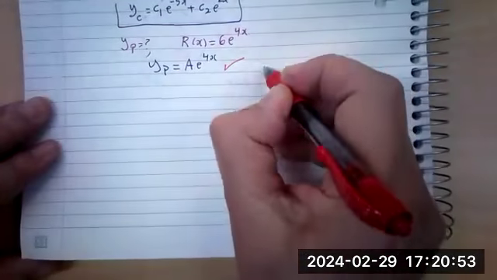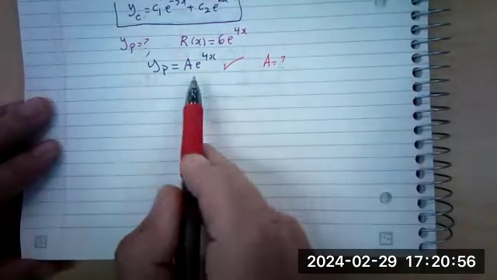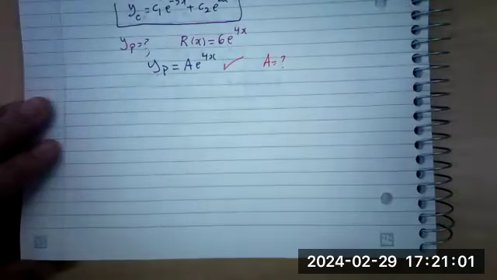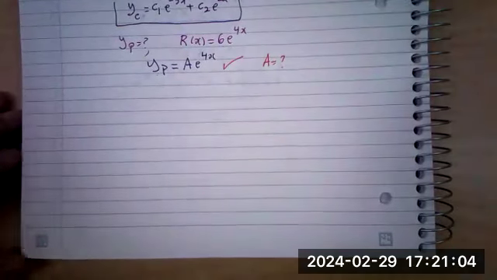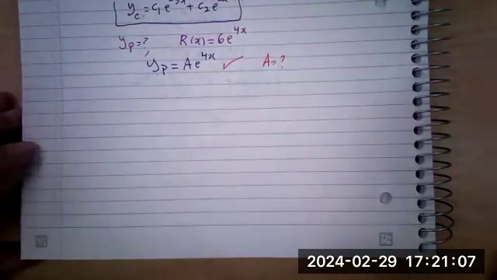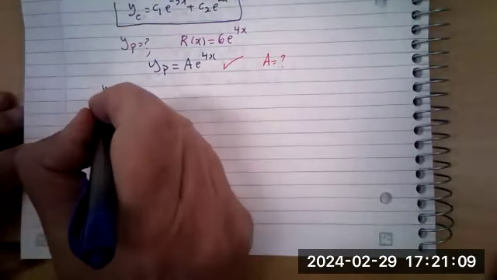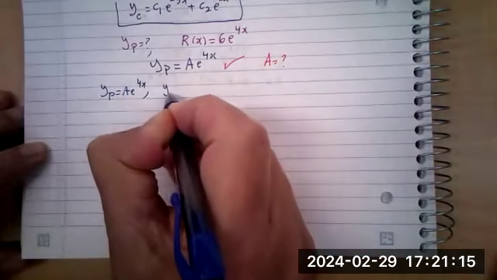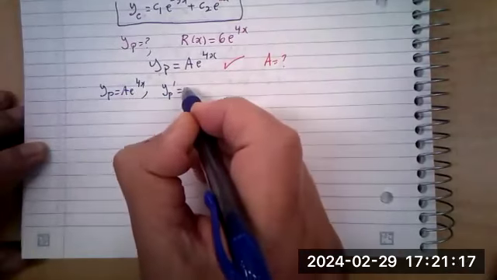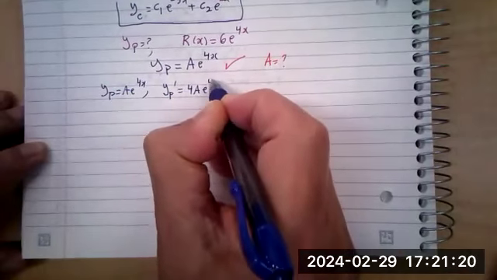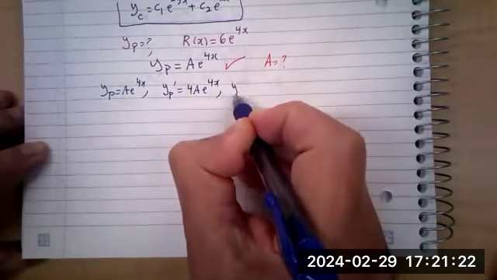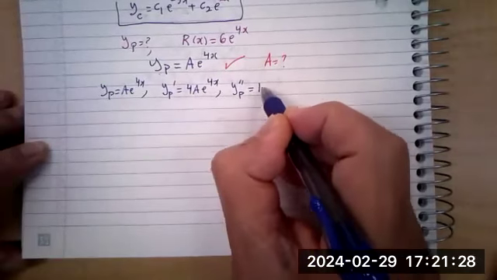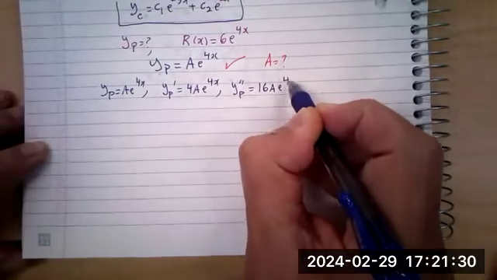Now you have to find the a. In order to find the a, you have to substitute yp and its derivative into the original equation, because you claim that this is going to be a solution of your equation. So find the derivative. The yp is equal to a e to the 4x. Differentiating, the exponential function gives 4a e to the 4x. Second derivative, you get another 4. 4 times 4 would be 16a e to the 4x. That's it.